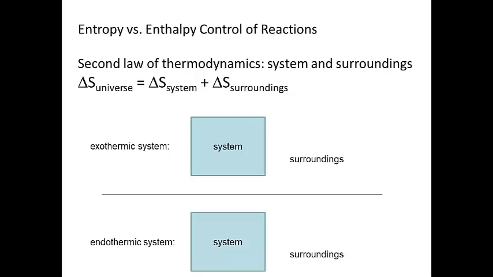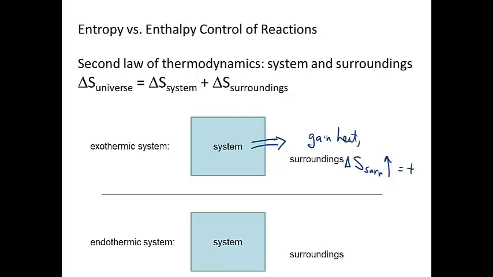For an exothermic system, heat transfers to the surroundings. Energy transfers out of the system into the surroundings. So the surroundings gain heat, and therefore the entropy of the surroundings goes up. Because now the surroundings have more energy, the molecules are moving more, the motions of the molecules in the surroundings has increased for an exothermic reaction. So for an exothermic reaction, delta S for the surroundings is positive.